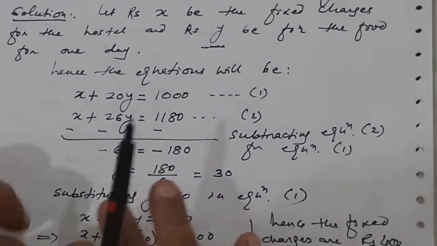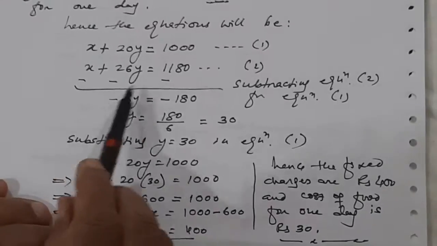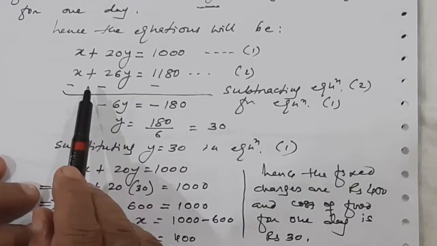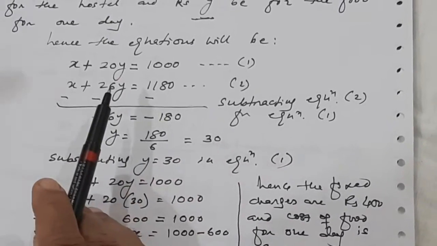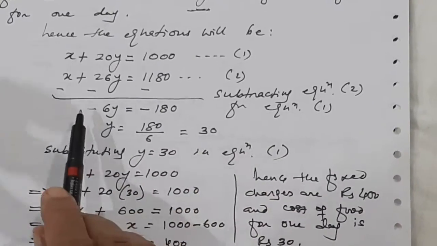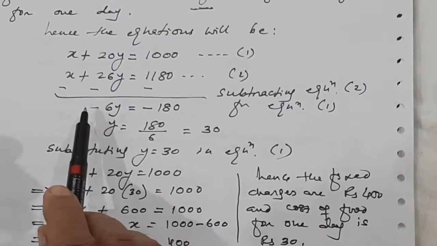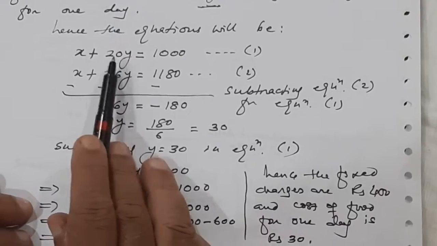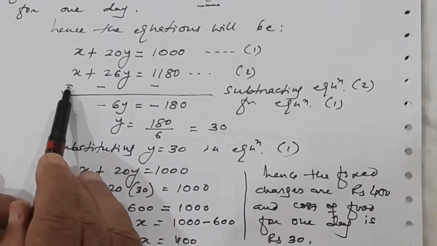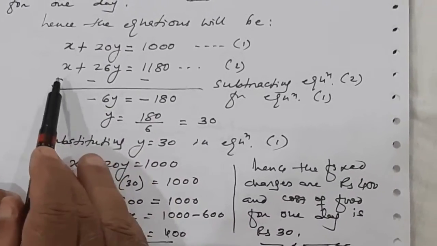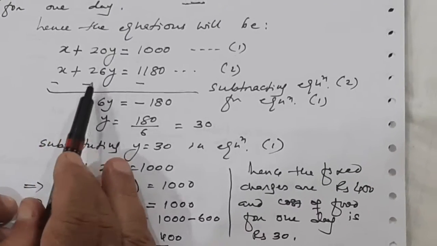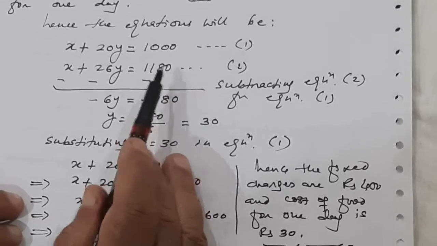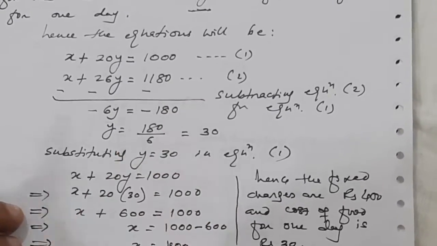Now directly we will solve by elimination method, subtracting. Now X is already equated, so no need to equate. You can choose any method. You can use the elimination method or you can use the substitution method, any method. So let us subtract equation 2 from 1. So we have to change the sign. Plus X will become minus X, plus 26Y will become minus 26Y, and plus 1180 will be minus 1180.